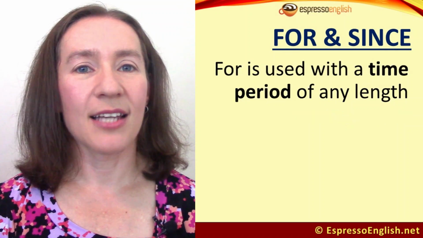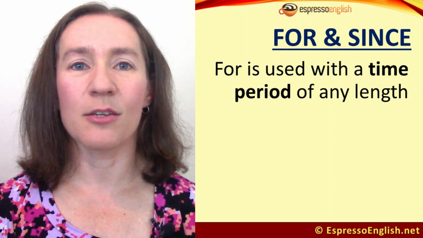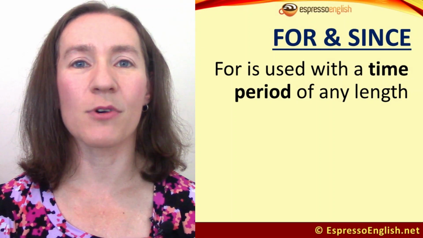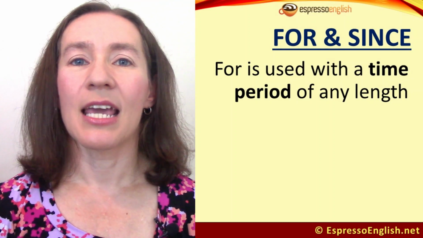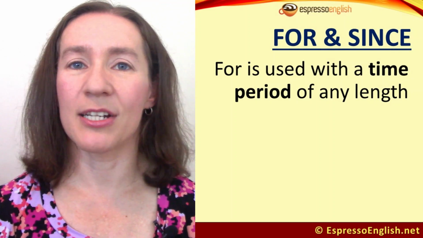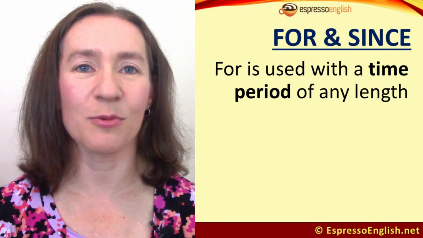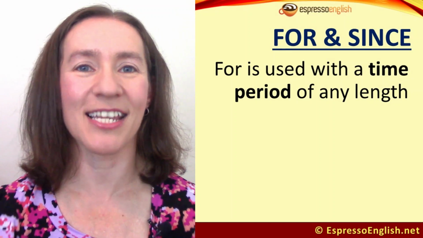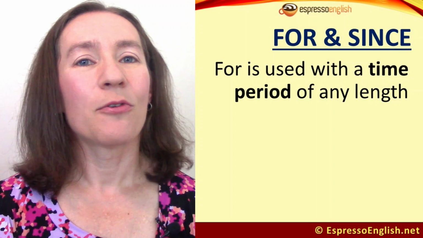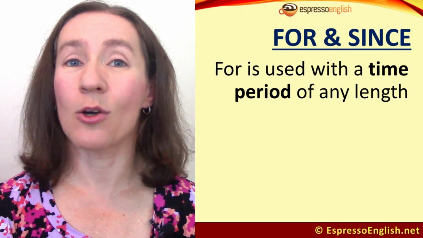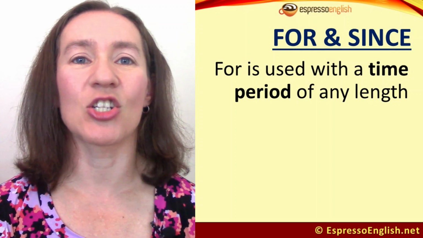For is used with a time period. So since with a point in time and for a time period. And we can use for time periods of any length. For 5 seconds, for 8 hours, for 2 days, for 6 weeks, for 9 months, for 10 years, for centuries, and so on. For can be used with present perfect or simple past, but the meaning changes.